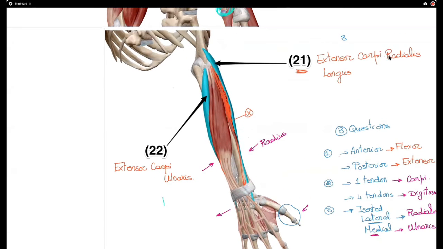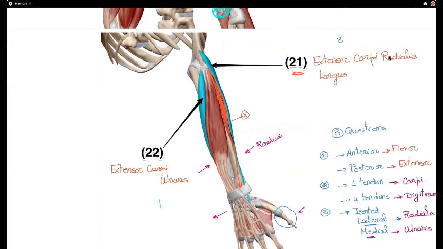So applying those three questions here, what can we see? It's a muscle located in the posterior compartment of the forearm, so it's an extensor. It has only one tendon, so it only affects the wrist joint, so it's carpi. And its tendon is going towards the thumb, so it's going to be radialis. But we've seen that there is another muscle that shares the same exact characteristics. So in order for us to differentiate between the two, we call this one extensor carpi radialis longus, and we call the other one extensor carpi radialis brevis.